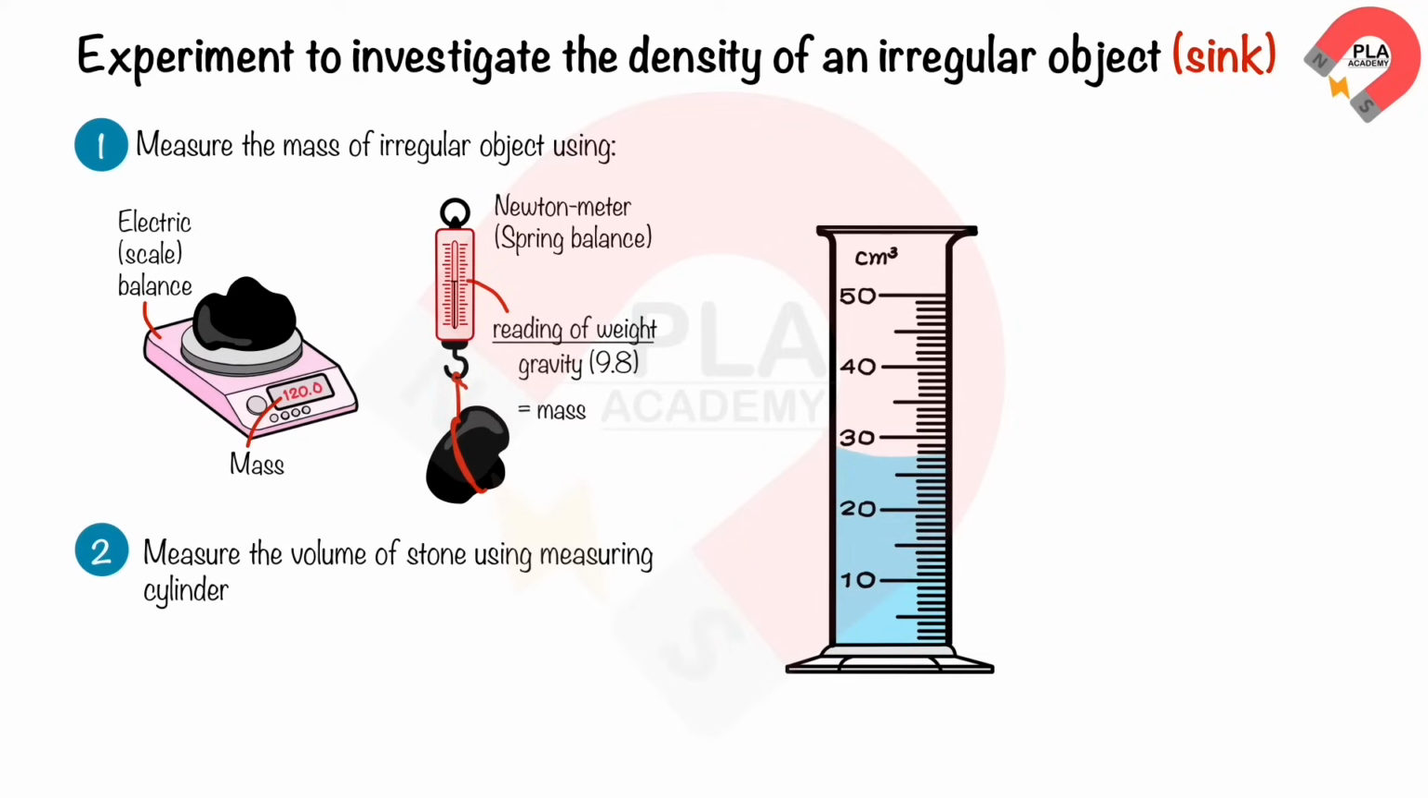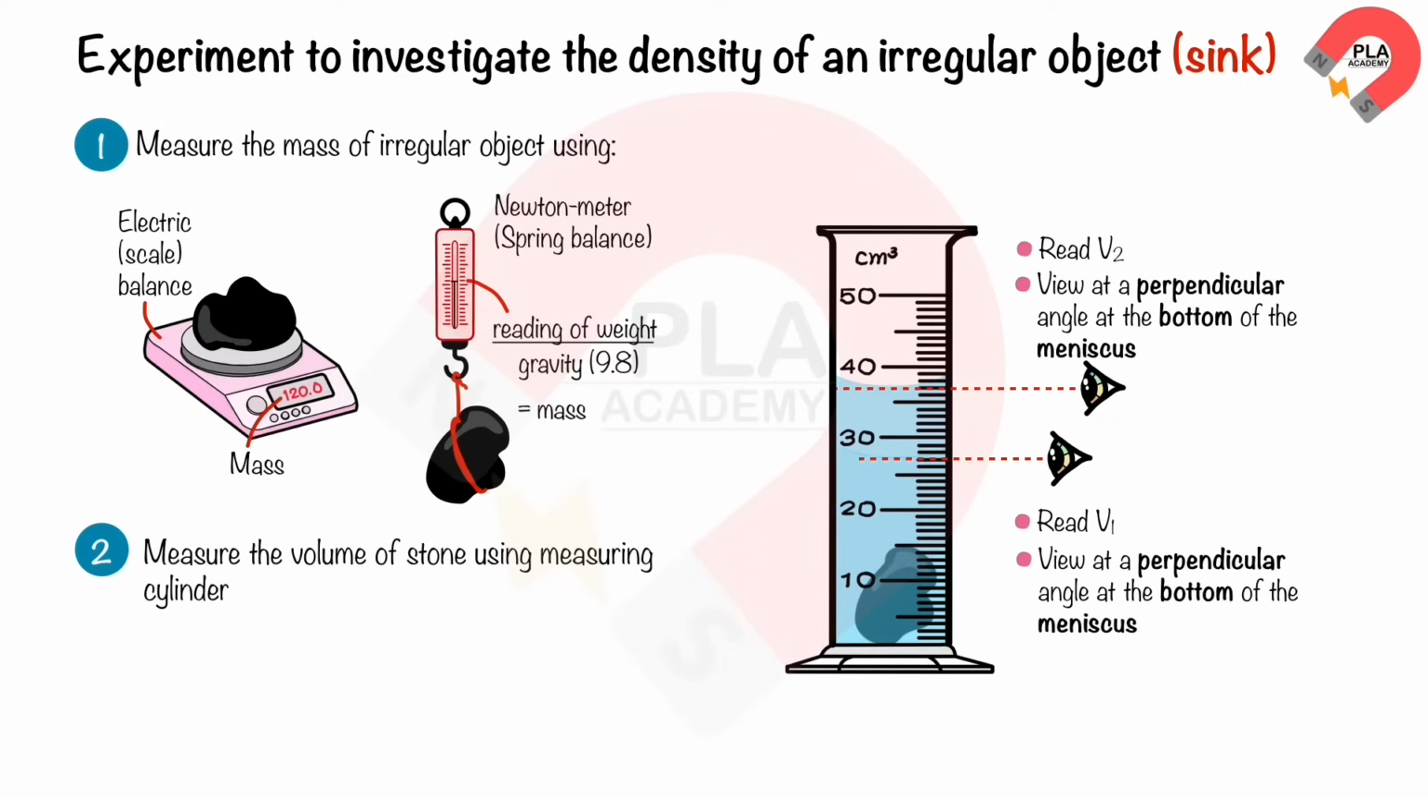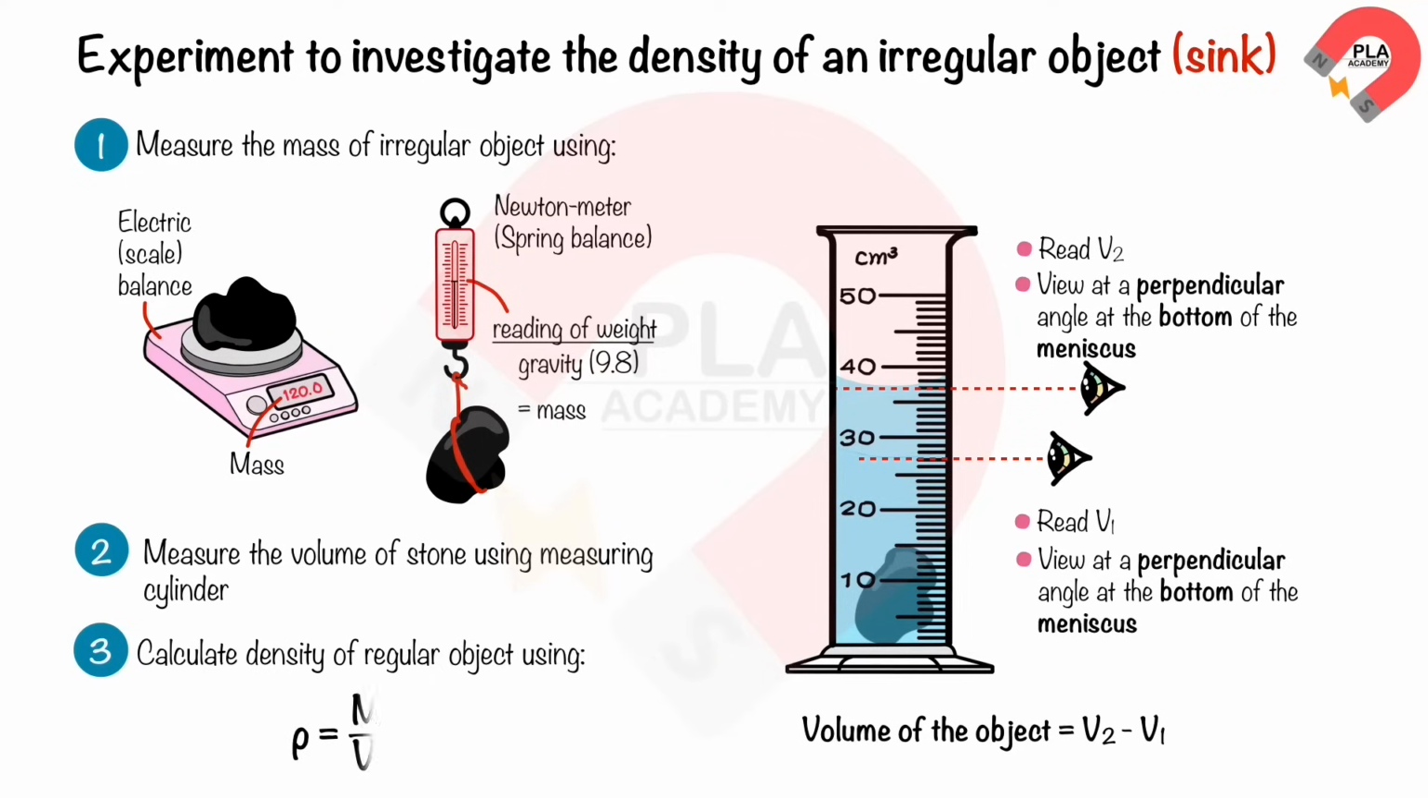Fill the measuring cylinder with water. Read the initial volume, V1, by viewing the scale at a perpendicular angle at the bottom of the meniscus as shown. Carefully place the stone into the water. The water level rises, as shown. Read the final volume, V2, by viewing the scale at a perpendicular angle at the bottom of the meniscus. The volume of the stone is the final volume, V2, minus the initial volume, V1. 3. We can calculate the density of the stone using ρ equals m divided by V.